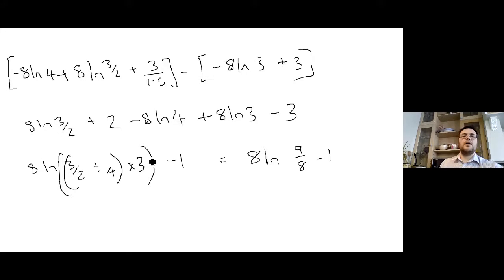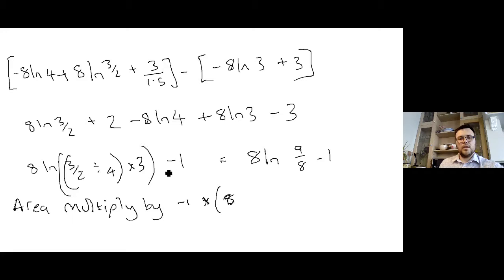minus 1. However, the issue we've got, we were originally told that the integers had to be positive, and this is underneath the graph. Because it's underneath the graph, to work out the area now, I'm going to multiply by minus 1. So I've now got minus 1 times 8 ln 9 over 8.